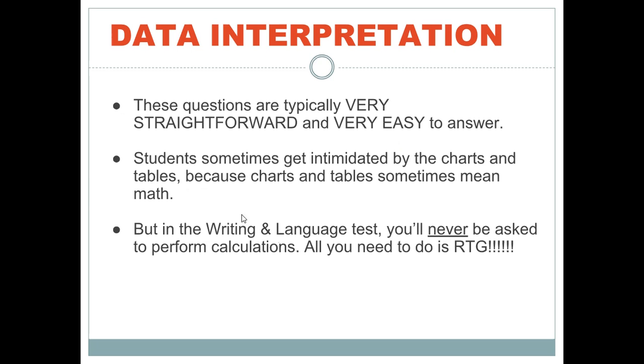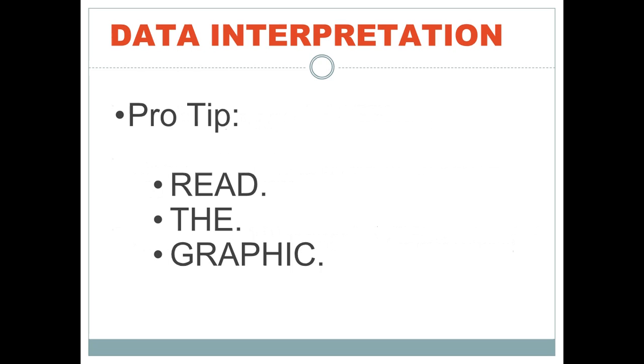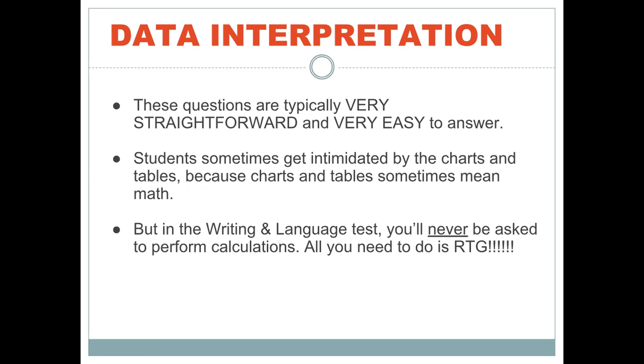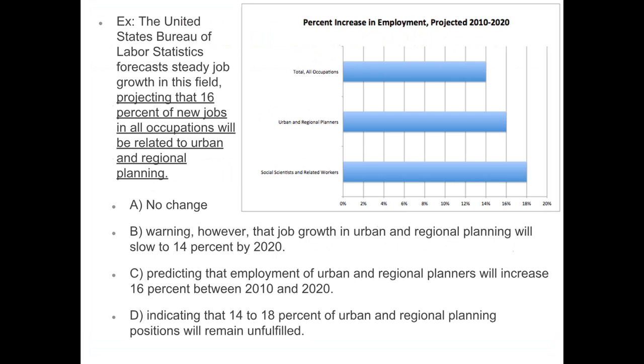Now, often students will get these questions wrong because they see some sort of chart or graph or table, and they think, oh my gosh, it's a chart or table or graph, and that means math, and I can't do math, and then you freak out and you get it wrong. But these questions are not about math. That's for the math portion of the test. They're not going to ask you to perform calculations. They're just asking you to read a graphic. So if you're able to read a graphic, you can get these questions right pretty easily. And this is something to emphasize to students. So now let's look at an example of a data interpretation question.